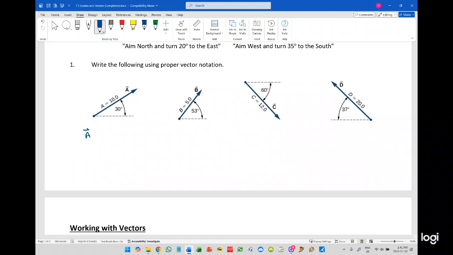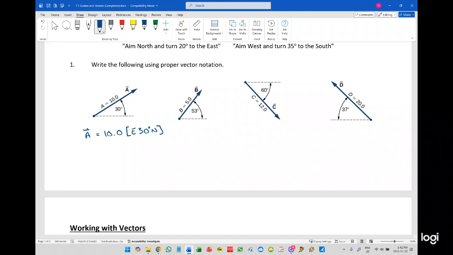Anyway, our vector quantity A is going to be 10.0. This one doesn't give us units, so we'll just say that it's unitless. And then we have to put a direction on there in square brackets. And that's going to be mostly to the east, but then 30 degrees to the north. And that's really all there is to defining directions and magnitudes of vectors.